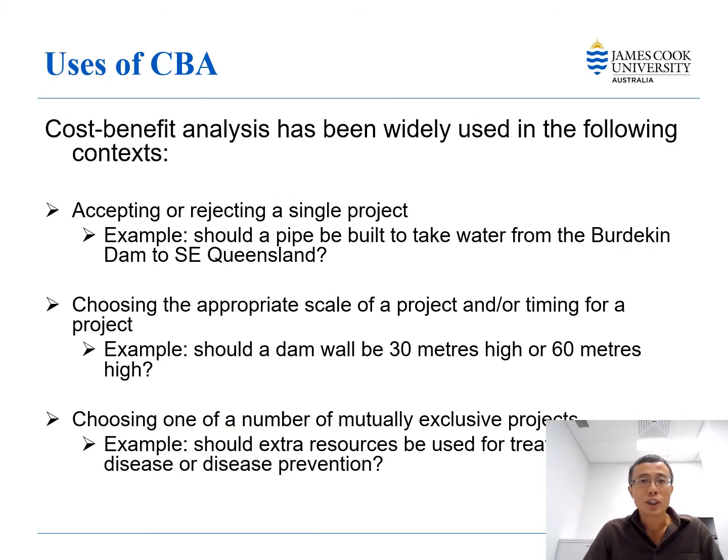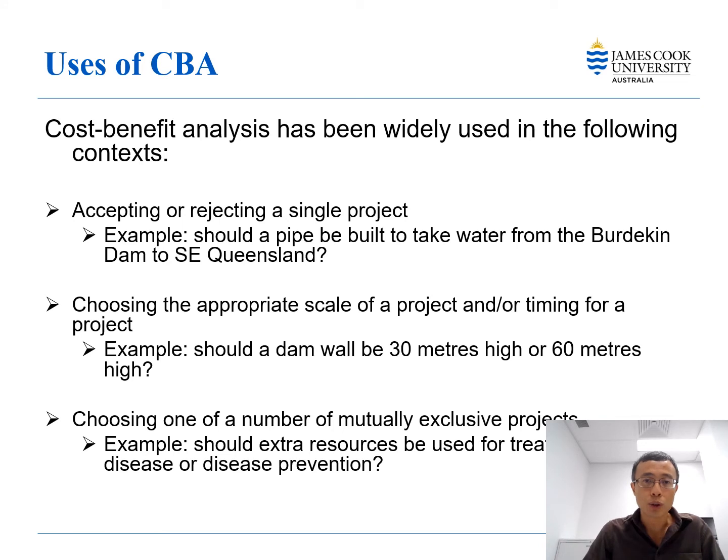Right, for what purpose can we use cost-benefit analysis? CBA has been widely used in the following contexts. For example, to decide on accepting or rejecting a single project. Should we build a pipe to take water from Burdekin to Southeast Queensland, to Townsville, let's say, North Queensland? And you can use it to choose the appropriate scale of the project, whether a dam should be 30 meters high or 60 meters high.